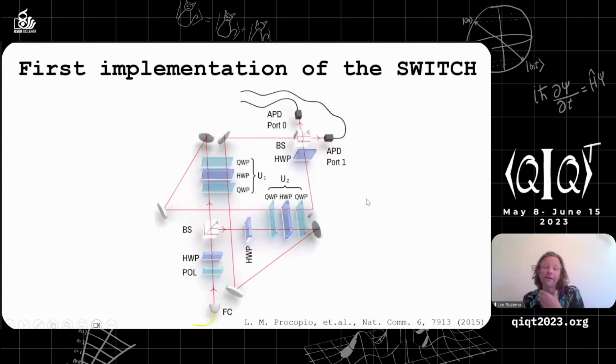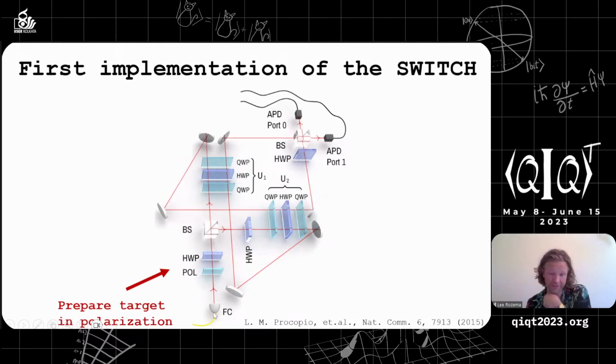So this is all well and good, but how do we actually make these sorts of processes? This is a schematic of the first experiment we implemented back in 2015 using single photon states. So I'll just walk you through it. It's actually a relatively straightforward experiment where we prepare single photons and we send our single photons into the experiment from this bottom mode. And then we're going to encode the target system in the polarization degree of freedom of that photon. So we have some polarization state psi entering the experiment.